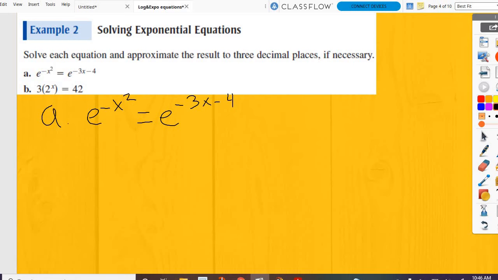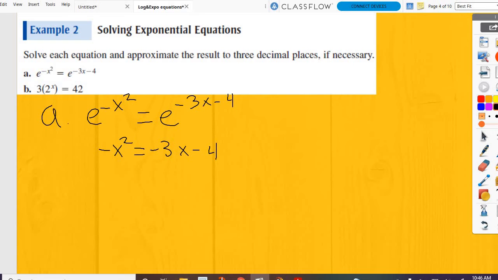Do we have the same base for both sides? Yes. So can we use our one-to-one? Yes. What do we end up with then? Negative x squared equals negative 3x minus 4. Agreed. So what type of equation is that? It's a quadratic. So what are we going to have to do in order to solve? We want to get it set equal to 0.